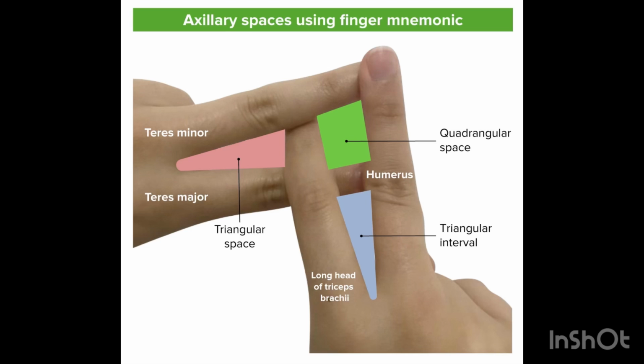Above is the teres minor, below is the teres major. Now what can you see lateral? Now if you see lateral, you see the long head of triceps. So if you remember the upper triangular space, now you remember that above is the teres minor, below is the teres major, while lateral is the long head of the triceps.